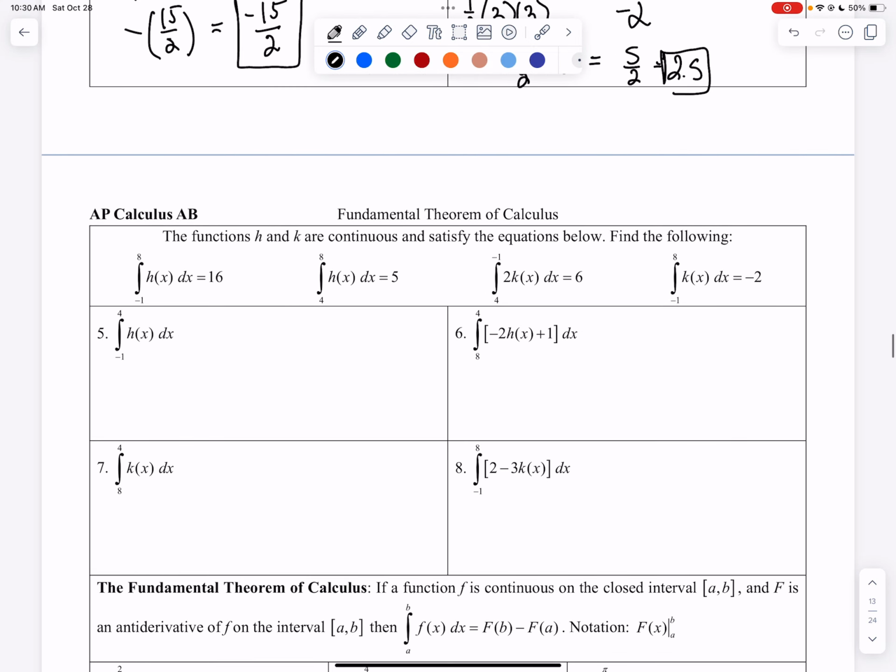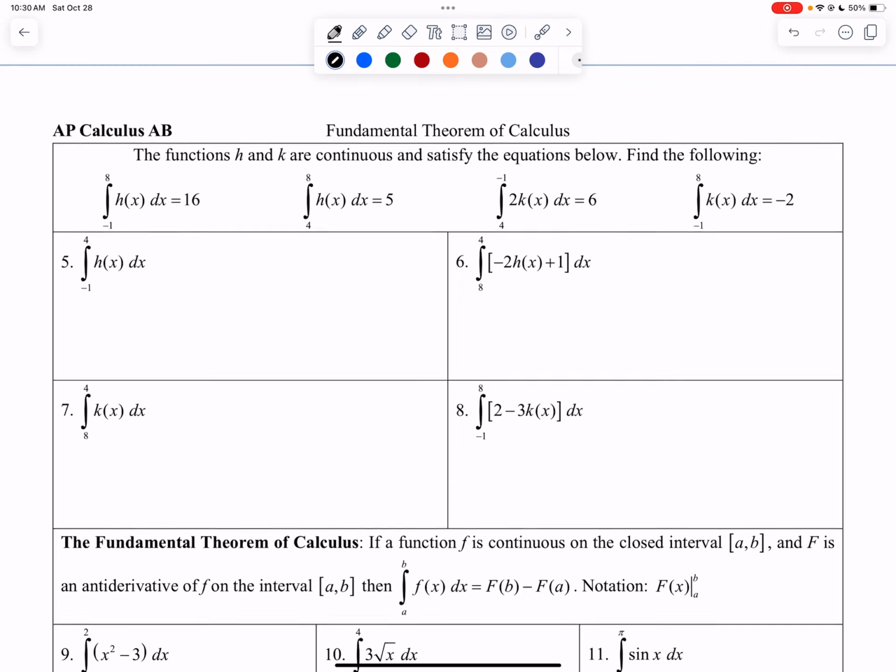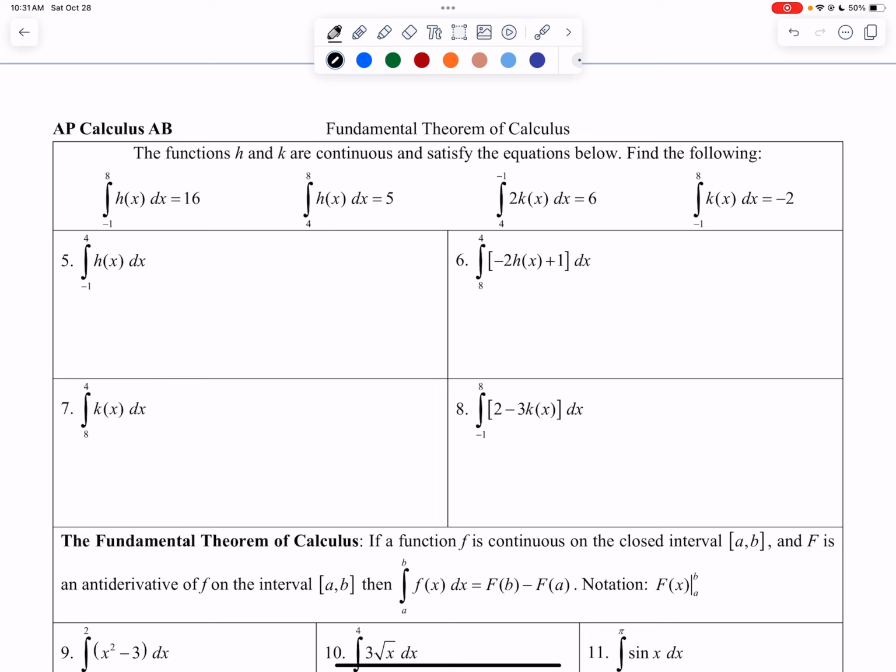All right, now that we have looked at area in the geometric way, what if they already give us the area for a couple of the integrals? So -1 to 8, 4 to 8, 4 to -1, -1 to 8 of these functions right here, and we want to evaluate. So looking at number 5, where we want to find the integral from -1 to 4 of h of x dx, let's think about what is happening between h of x right here.